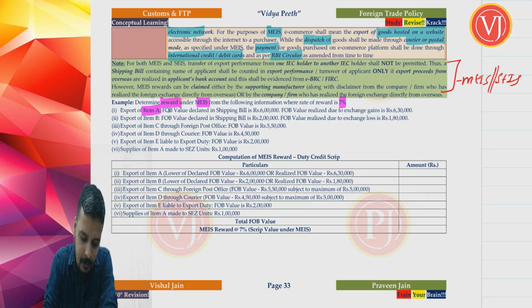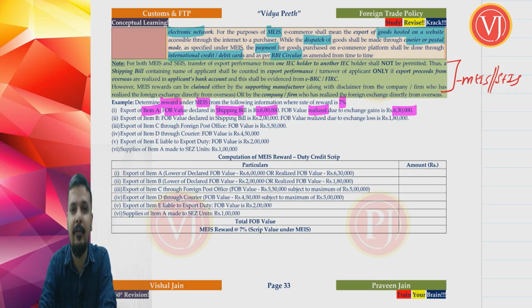Item A, FOB value declared in shipping bill is 6 lakhs, but what is realized is 6,30,000, whichever is lower. So what I will take is 6 lakh rupees, not 6,30,000. What I have realized is 6,30,000, which will rarely happen, maybe because of delayed payment. So what I will take is only 6 lakhs.